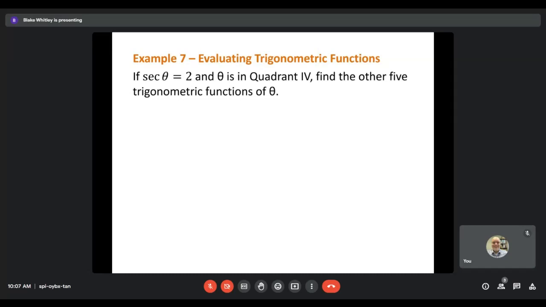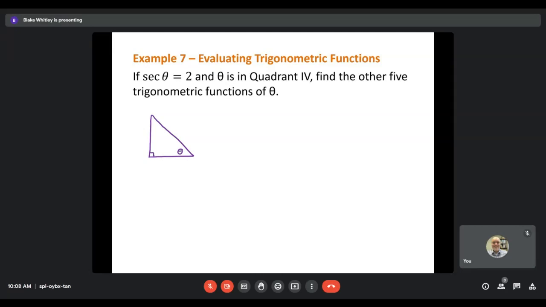All right. Now, number 7 says if secant is 2 and theta is in quadrant 4, we want to find the other 5 trig functions. Okay, so again, the way I'm going to do this is I'm going to sketch myself a triangle. I'll put my theta in there.